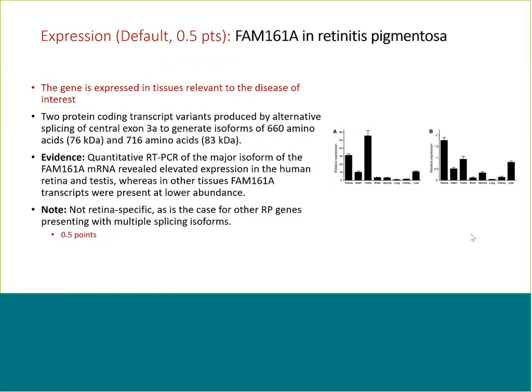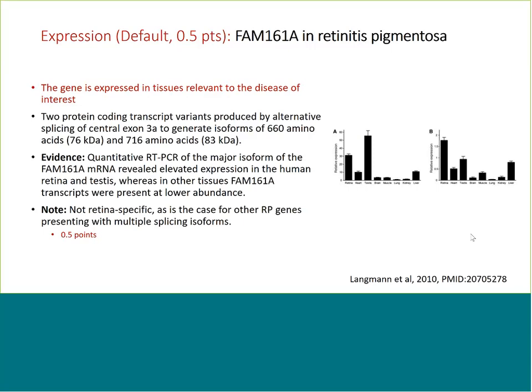All right, so moving on to an example, this is the FAM161A gene in retinitis pigmentosa. And again, I curated a couple of pieces of evidence for expression for this gene. So FAM161A is expressed in tissues relevant to the disease of interest. Of course, retinitis pigmentosa is a form of retinal degeneration.